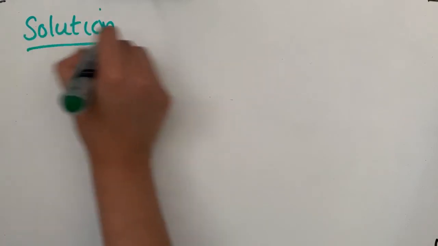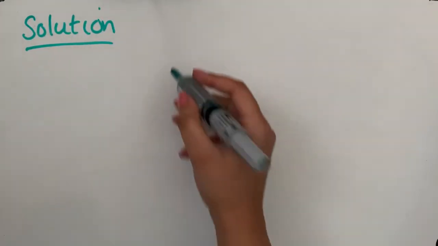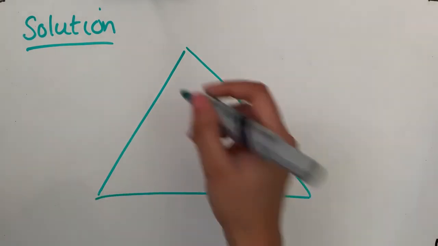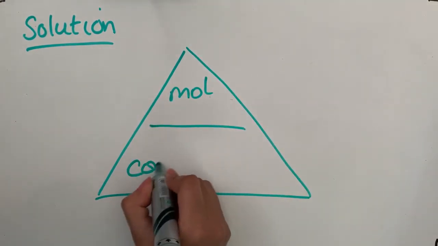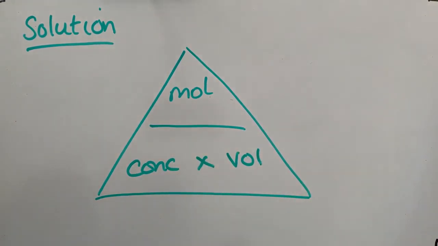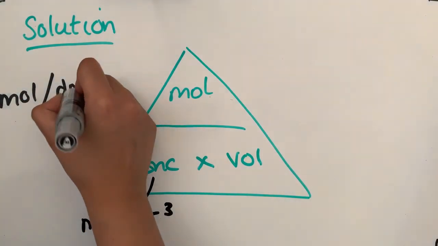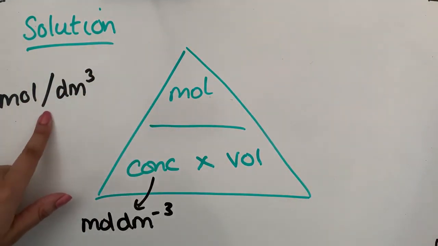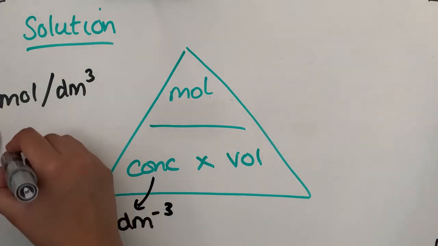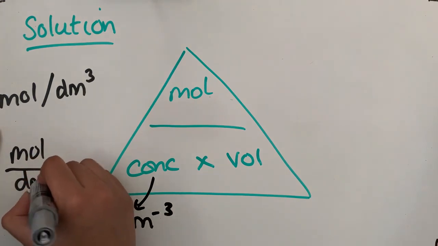So a solution, like an aqueous solution where we have dissolved a substance in water. The equation that applies for this is moles over concentration times volume. In this equation, in chemistry, the units for concentration are moles per decimeter cubed, which I've notated like that. At school you may have looked at it in this form, moles / decimeters cubed. That means the same thing. The dash just means divide, so it's the same as moles divided by decimeters cubed.